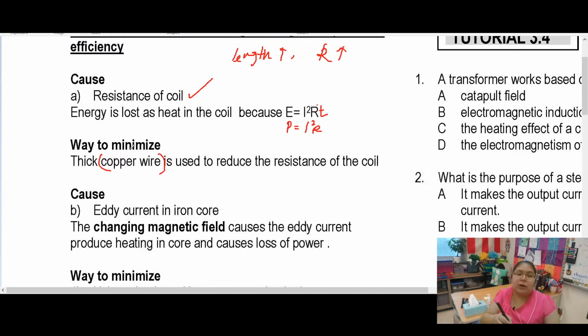Okay, why use copper wire? Is copper wire a poor conductor? No, you can say it is a good conductor. A poor conductor has high resistance already. So we can say this one is a good conductor, good for electricity.